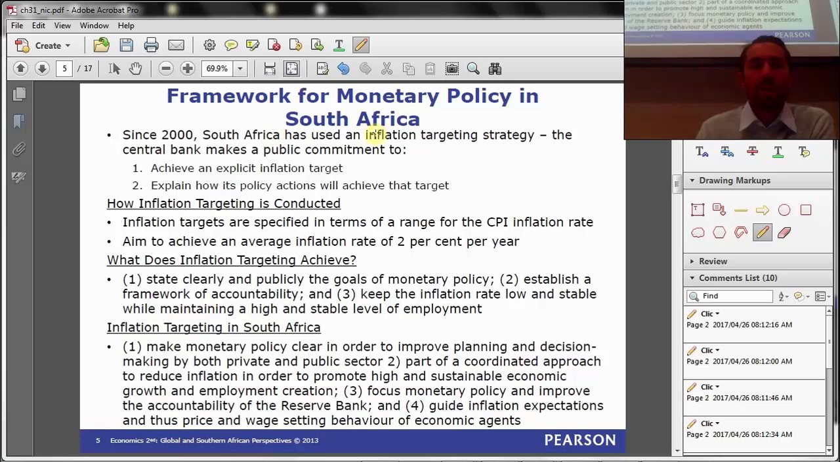Since 2000, South Africa has used inflation targeting. What is inflation targeting about? It's about achieving an explicit inflation target. So we said our target is 3 to 6%. And then, as part of that explicit inflation target, what the Reserve Bank needs to do in order to try and achieve that target is to explain how its policy is going to achieve that target. Okay? So in other words, a large part of the strategy for inflation targeting is communication.